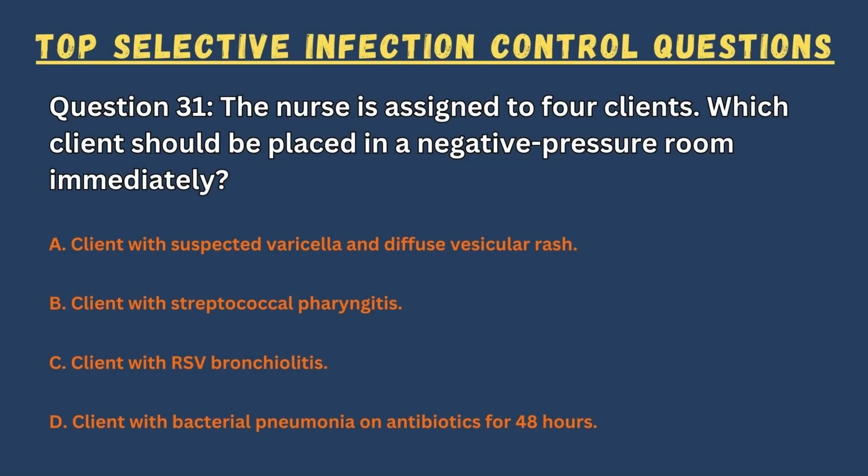Question 31. The nurse is assigned to 4 clients. Which client should be placed in a negative pressure room immediately? A. Client with suspected varicella and diffuse vesicular rash. B. Client with streptococcal pharyngitis. C. Client with RSV bronchiolitis. D. Client with bacterial pneumonia on antibiotics for 48 hours.